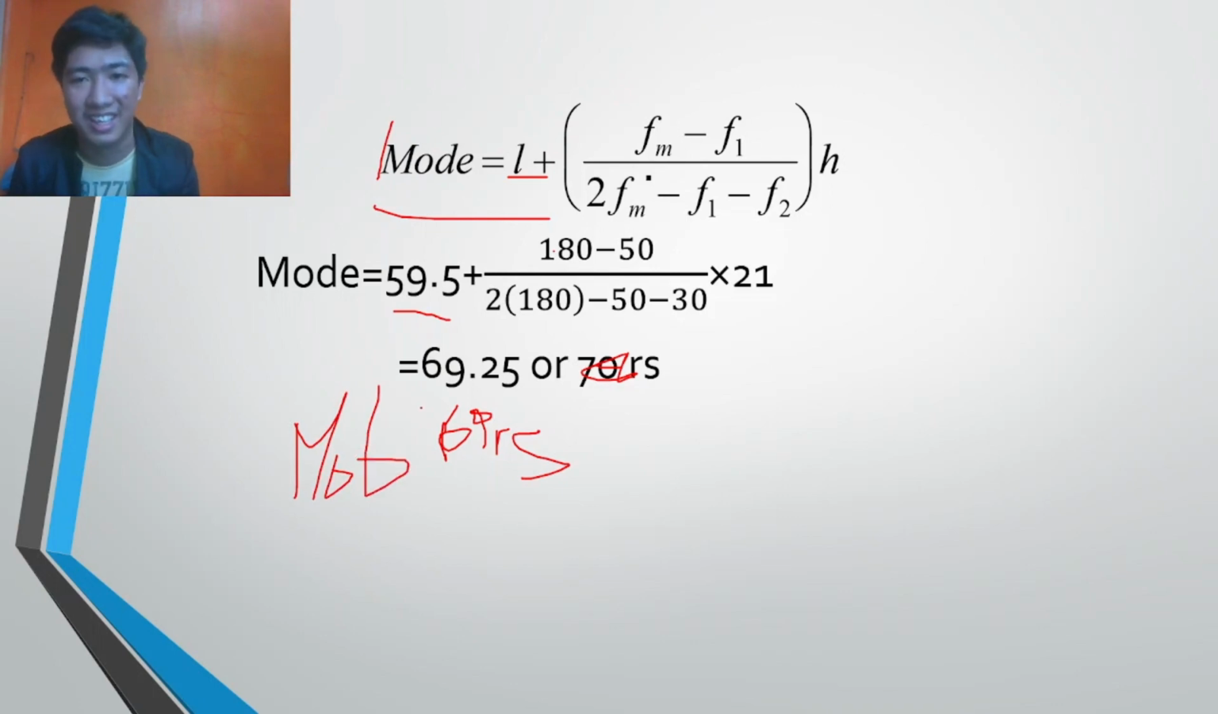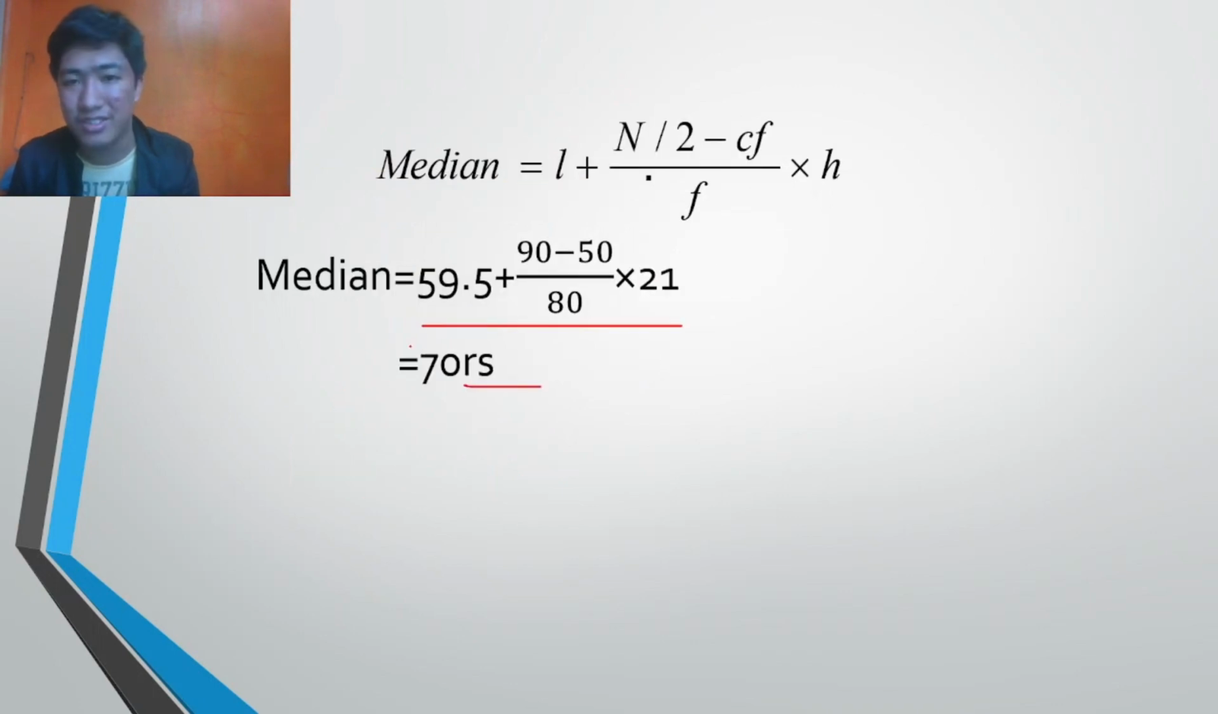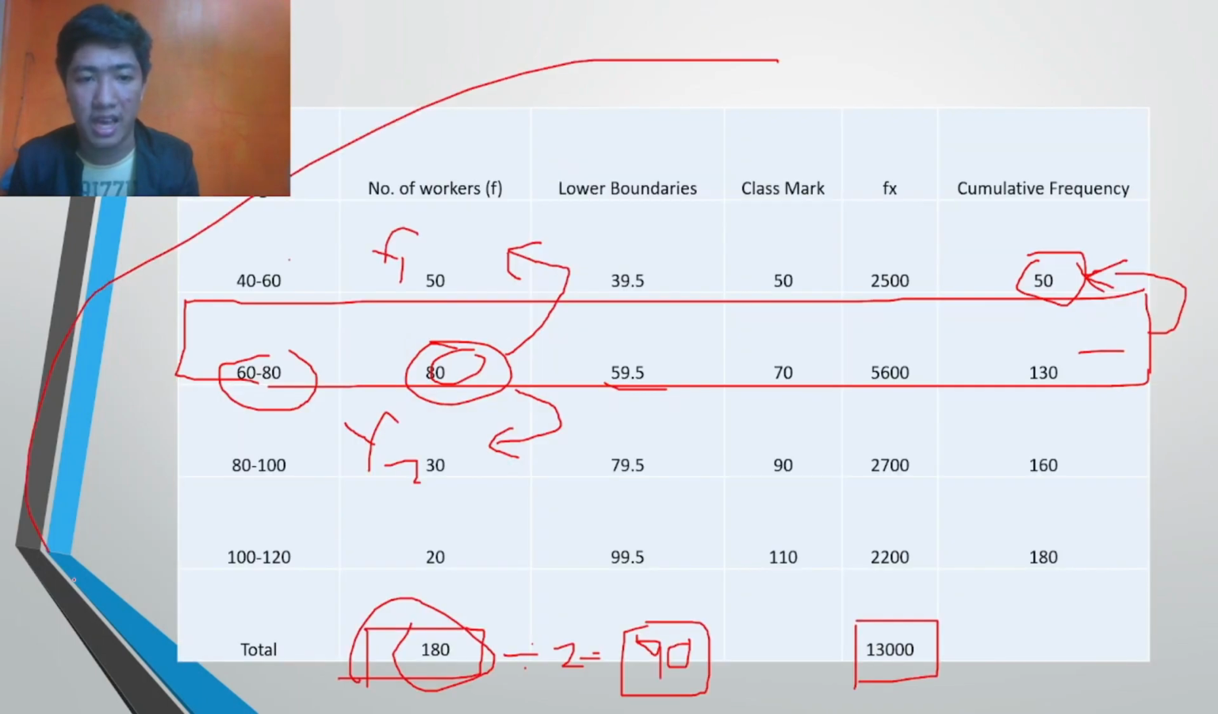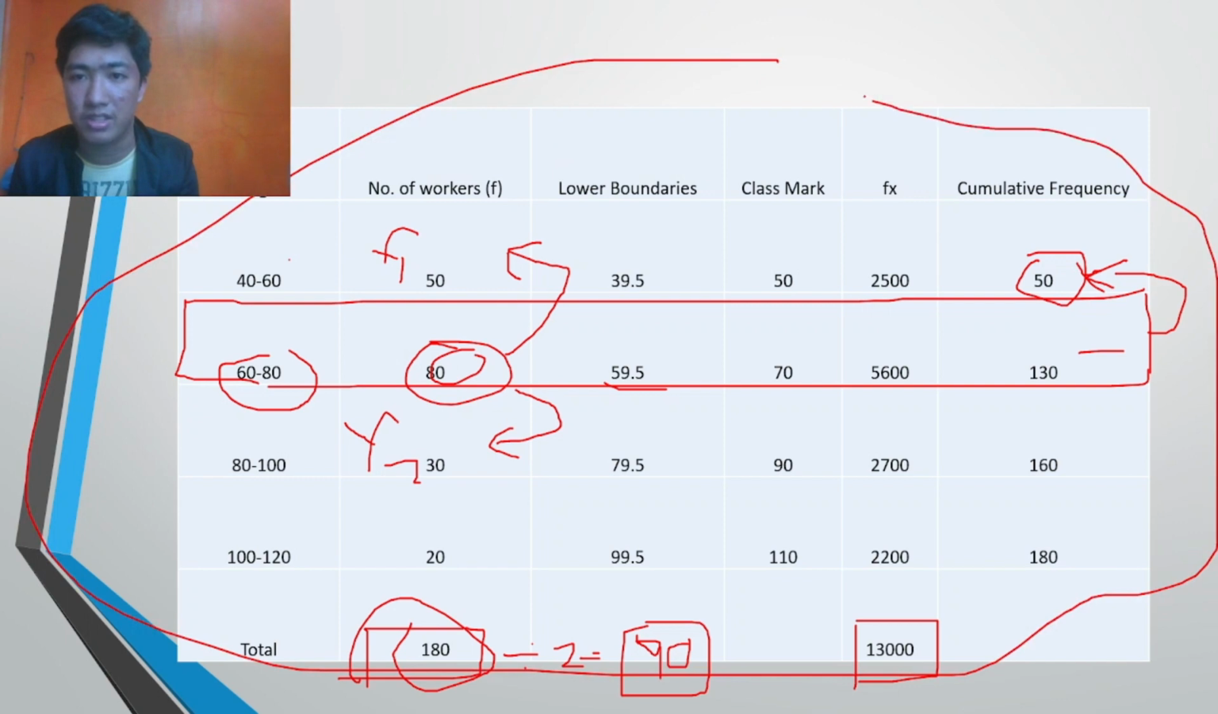It's easy, right? You just have to find the values for the formula, and first you have to complete the entire table because this is grouped data.